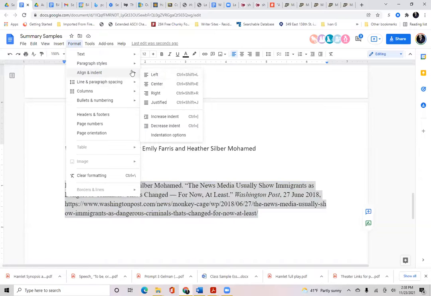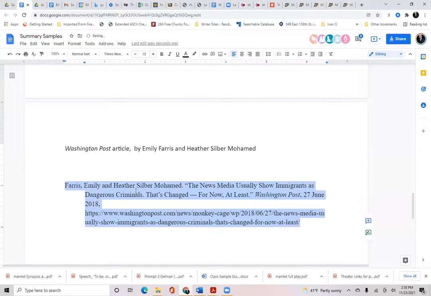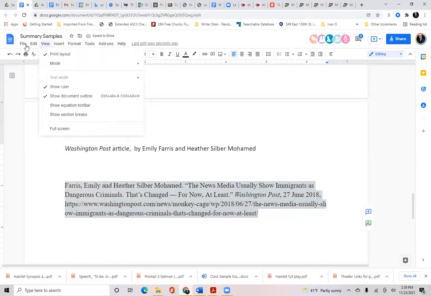Indentation options, and then hanging indent, right? So I'm going to apply it, and it does it automatically for me, right? This is doing this weird thing because of the link. It keeps the link intact, right? So this automatically created the hanging indent. Let me go back, right? So it's in formatting here, right?